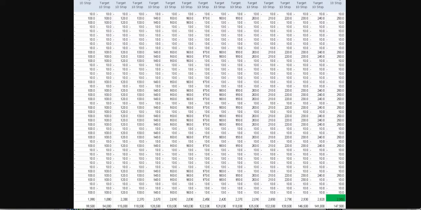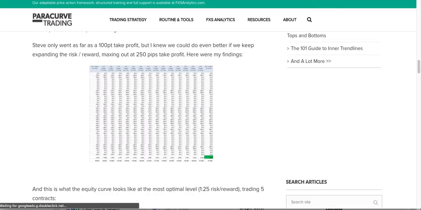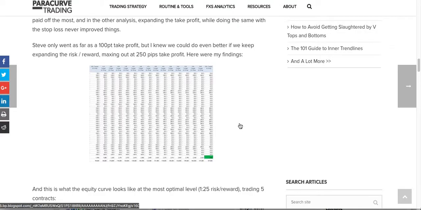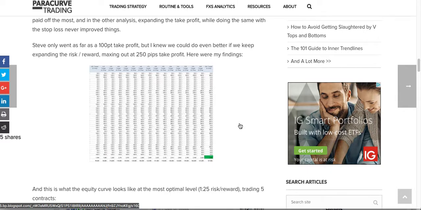So anyway, the point I'm getting at here is that although 4-to-1 feels like a big risk to reward, is it really? And are we kind of missing out on an opportunity to make a lot more money for less work, if you like.